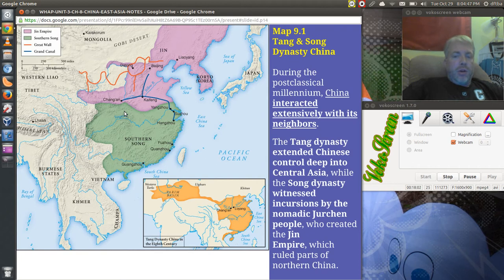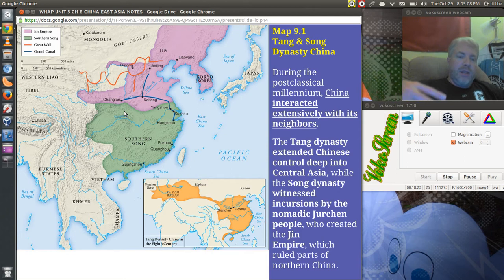This is during the post-classical millennium. China interacted with its neighbors very extensively, and the Tang Dynasty extended Chinese control deep into Central Asia, while the Song Dynasty witnessed incursions by the nomadic Jurchen people, who created the Jin Empire, which ruled parts of northern China.